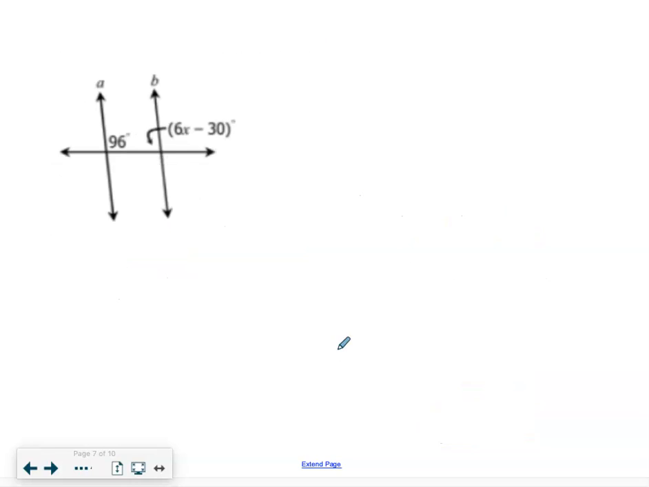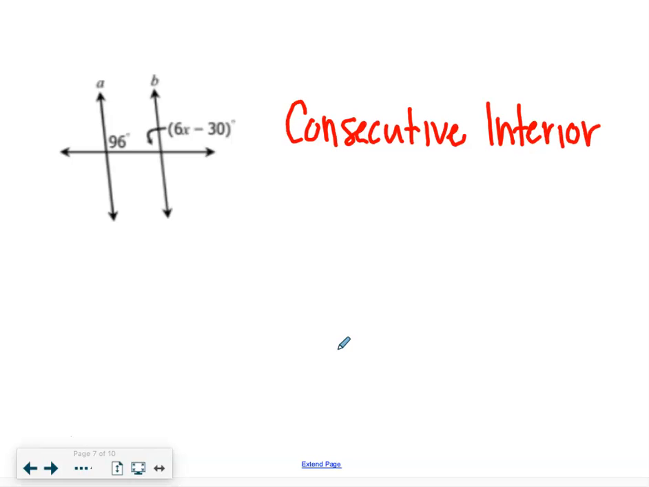Okay, what kind of angles are these guys? Consecutive interior. Yep, so you're going to say consecutive interior converse. Supplementary or congruent? Yep, they add to 180.